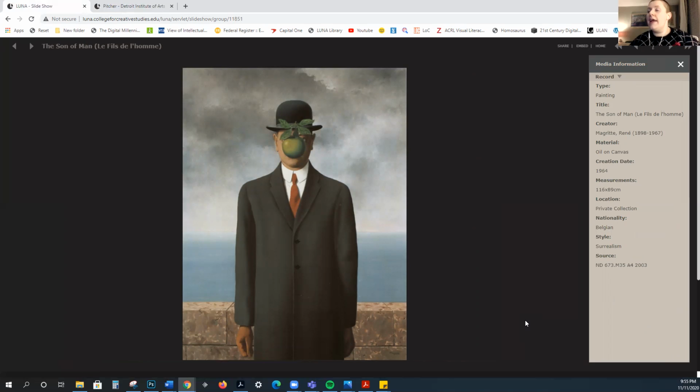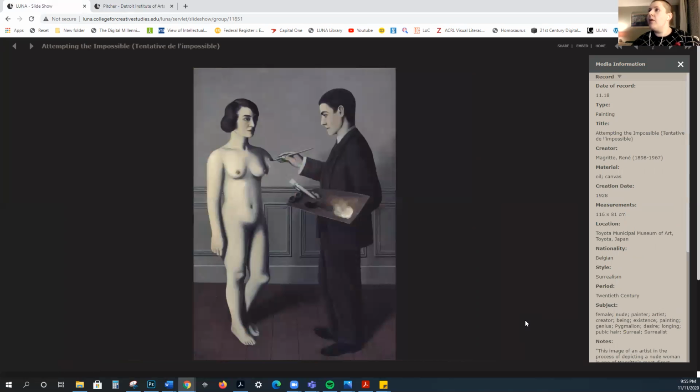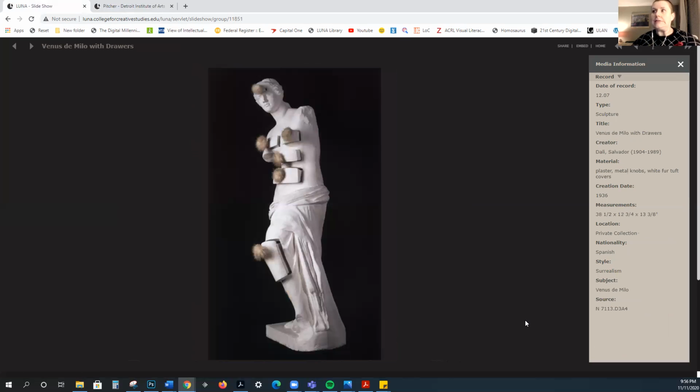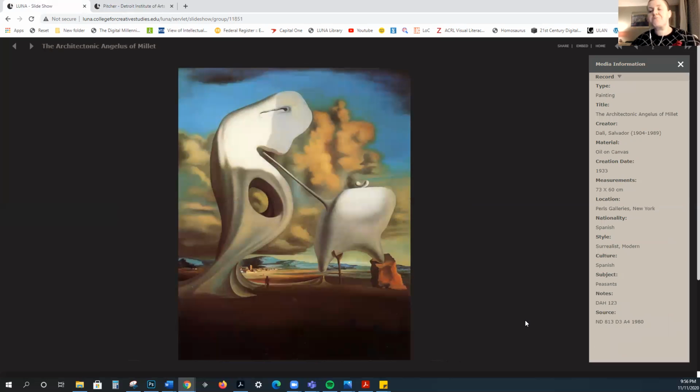So we see an image of a man, but his face is obscured by an apple, which seems to be growing out of his hat. You have here an artist painting this figure who is three-dimensional, but does not exist where he has not yet applied the paint. And one aspect of the Surrealists that crops up in many of the artworks is this emphasis on sexuality and violence. And it is very disturbing.